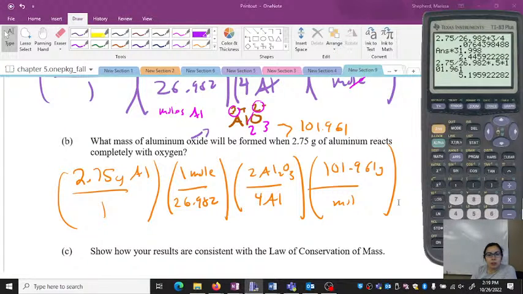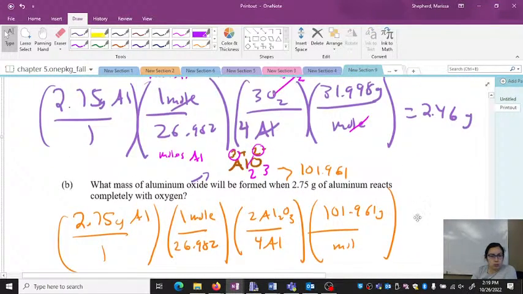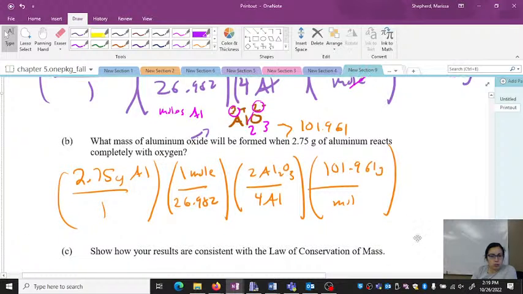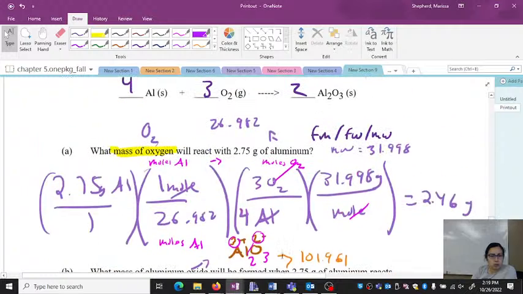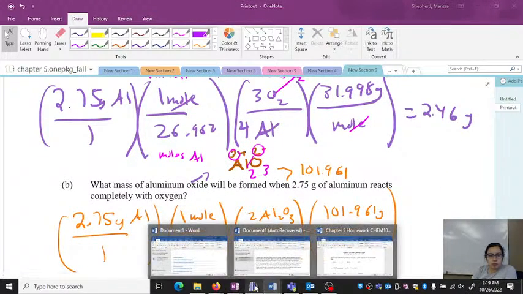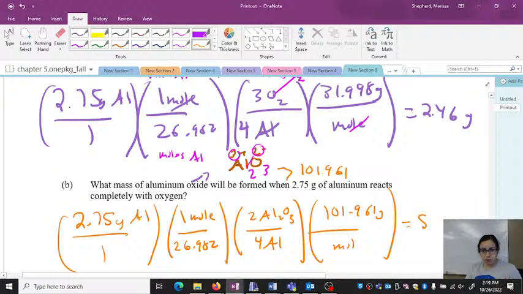Did I type something in wrong? Oh, that might be right. I think I was just tripping for a second. All right, so 5.2 roughly. Yeah, I was being crazy.